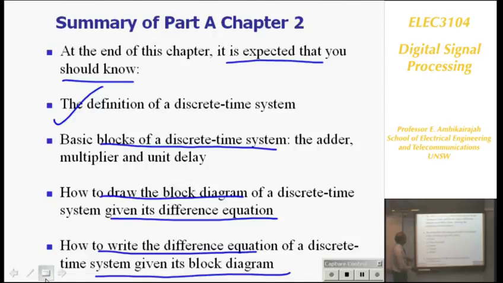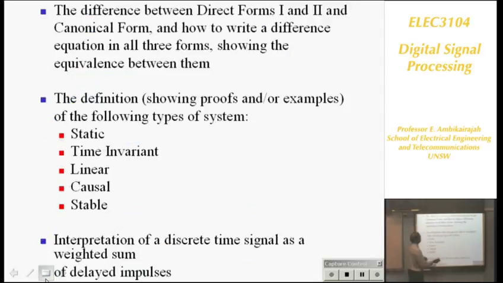Then next one, the difference between the direct forms 1, 2, and 3. I have shown you. Direct form 1 is forward first, feedback second. Direct form 2 is feedback in the front and forward in the back. Direct form 3, or the canonic form, combines them and minimizes the number of delays. I've done that structure earlier. And you need to be able to write the difference equation for all three of them and show all of them are the same.